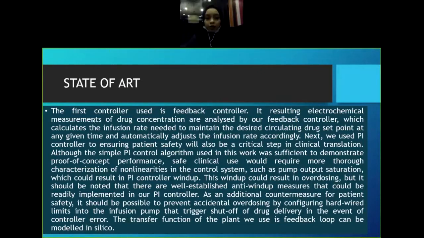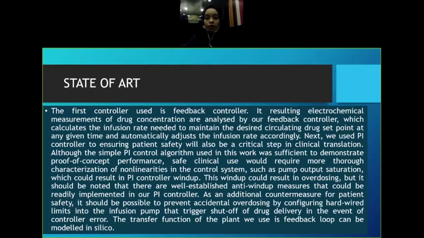Okay, the first controller used is the feedback controller. Its resulting electrochemical measurements of drug concentration are analyzed by our feedback controller, which calculates the infusion rate needed to maintain the desired circulating drug set point at any given time and automatically adjusts the infusion rate accordingly.